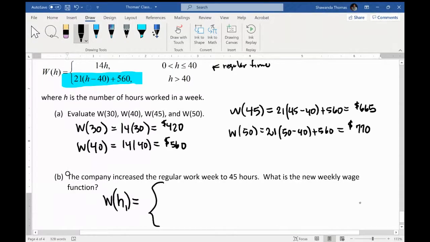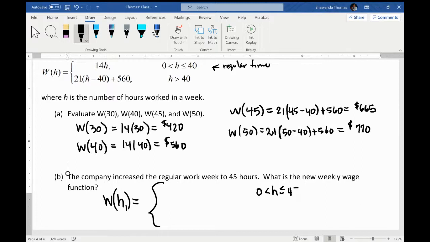0 is less than or equal to H, less than 45. I think that's how you say that. All right. So definitely that part would change. Would the 14H change? No, it's still $14 per hour. They didn't change that. They're changing the regular work week to 45 hours.